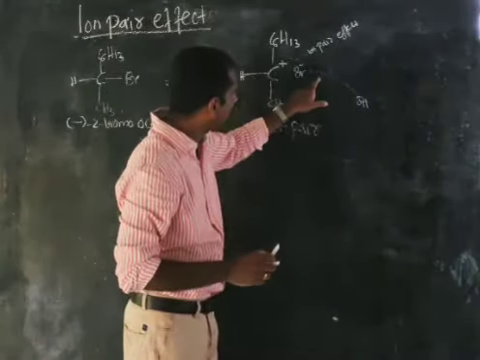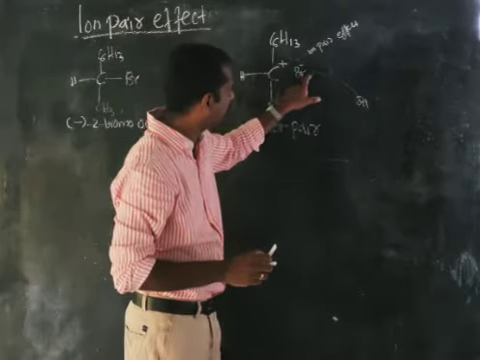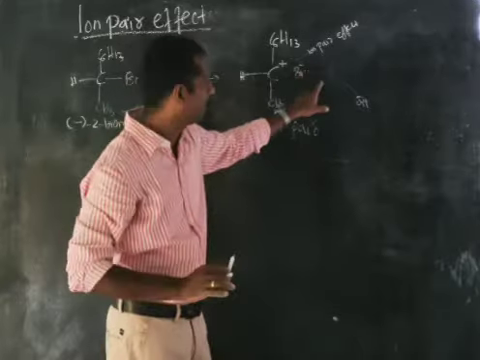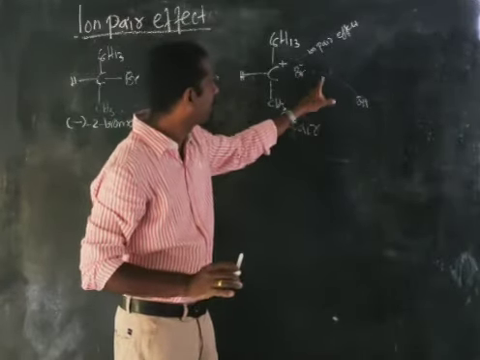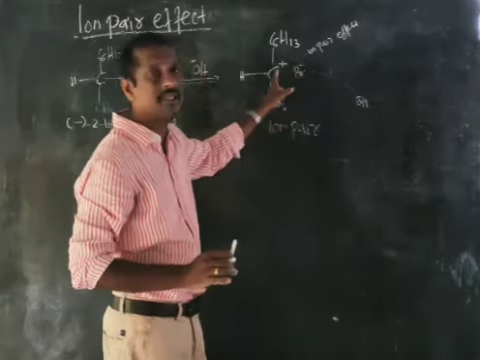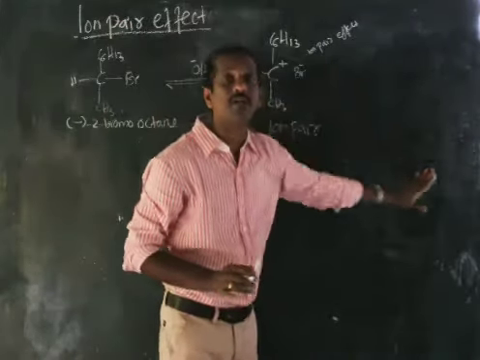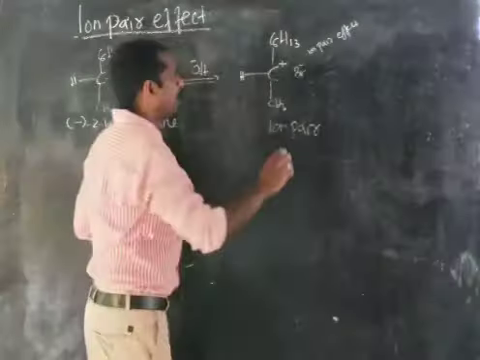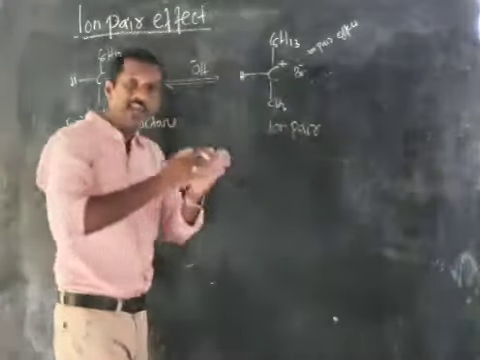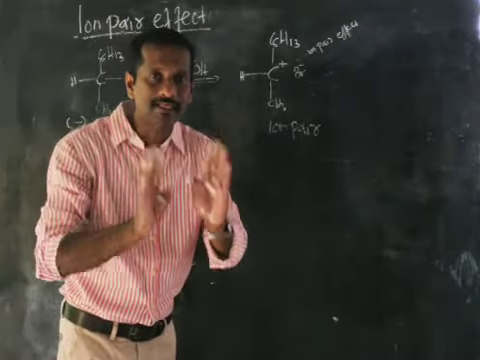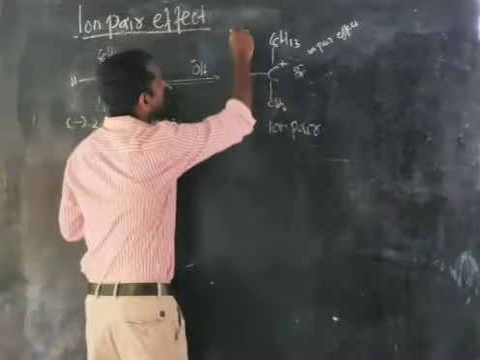Because of the ion pair effect, the front side attack is difficult for a shorter period of time. The nucleophile cannot come and attack the positively charged carbon. What is the reason? Because of the ion pair effect. As long as the ion pair effect is existing, only backside attack is possible.